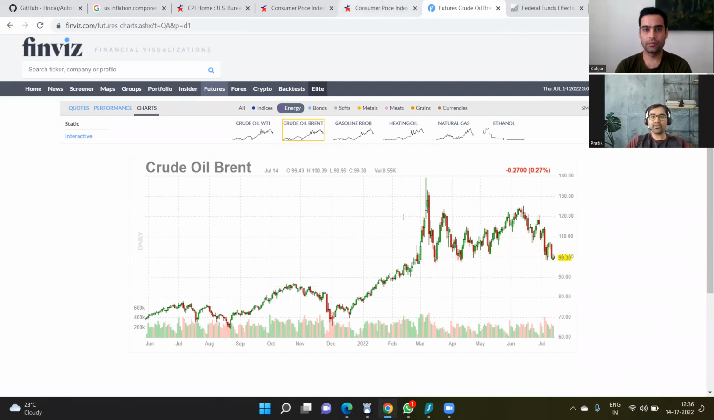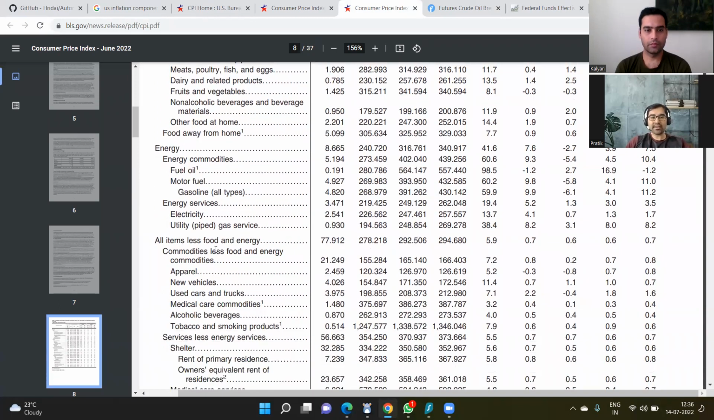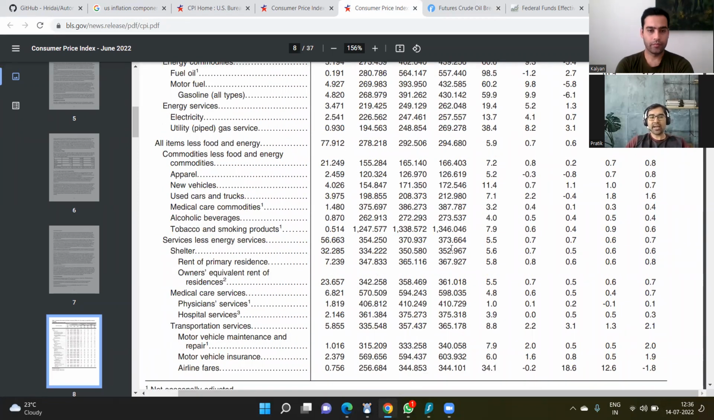we have got other components of inflation. For example, we have got food, which is still sticky. Food may again come down, but if you look at the core inflation, which is all items less food and energy, even those are quite sticky at this point of time. 7.2%, 5.2%, 11.4%. And shelter, which is one of the major components, is also increasing quite significantly at this point of time. So this is somewhat becoming sticky, and because of that the Fed might actually be very aggressive.